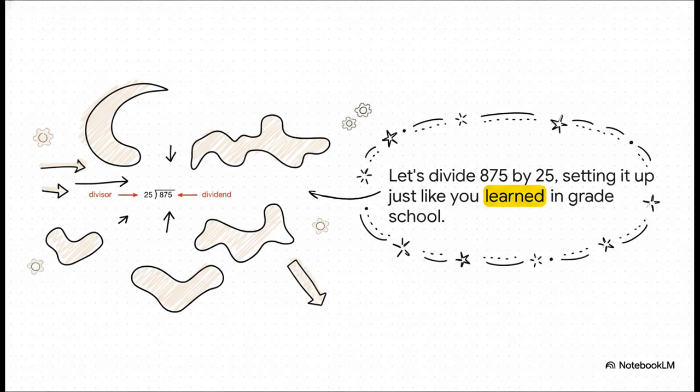You've got your dividend, 875. That's the number we're dividing, tucked inside the little house. And the divisor, 25. That's the number doing the dividing, sitting right outside.